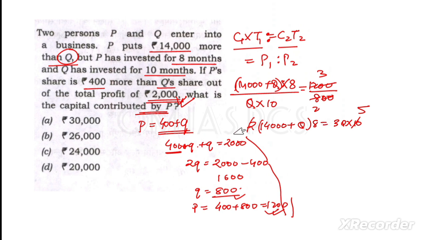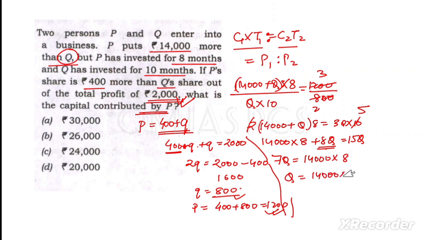So we can write 14,000 multiplied by 8 plus 8Q is equal to how much? 15Q. So we can take this 8 to this side, so 15 minus 8 is 7Q. So 7Q is equal to 14,000 multiplied by 8. So what is the value of Q? Q is equal to 14,000 multiplied by 8 divided by 7. So it will be 2,000, and 2,000 multiplied by 8 is 16,000.